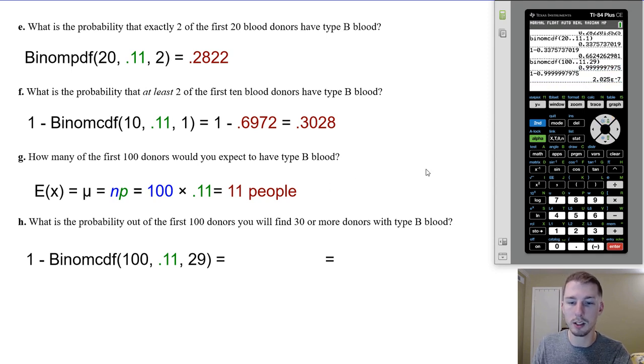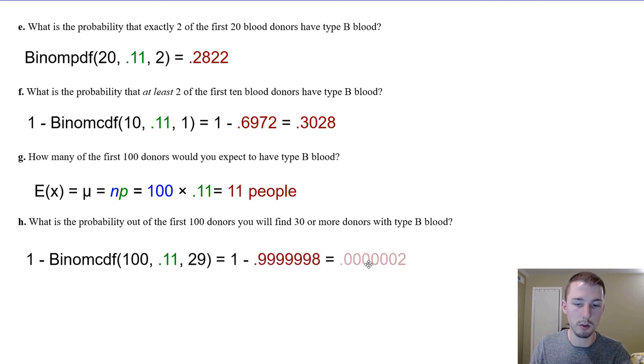Which again is going to give us something really, really small, essentially 2 with 6 zeros in front of it when we subtract. Okay, so it's a statistical 0. It's not going to happen. 6 standard deviations above the mean, very, very rare. It's not going to happen.